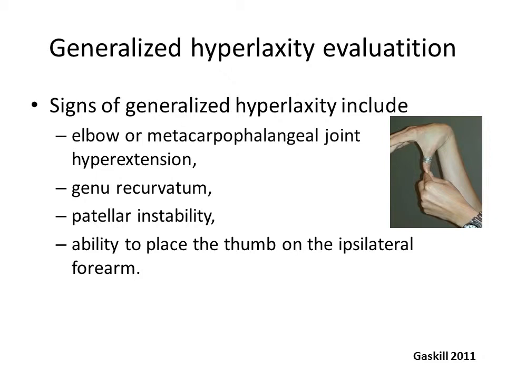Typical signs of generalized hyperlaxity include elbow or metacarpophalangeal joint hyperextension, knee recurvatum, patellar instability, and one of the classic features, the ability to place a thumb on the ipsilateral forearm.